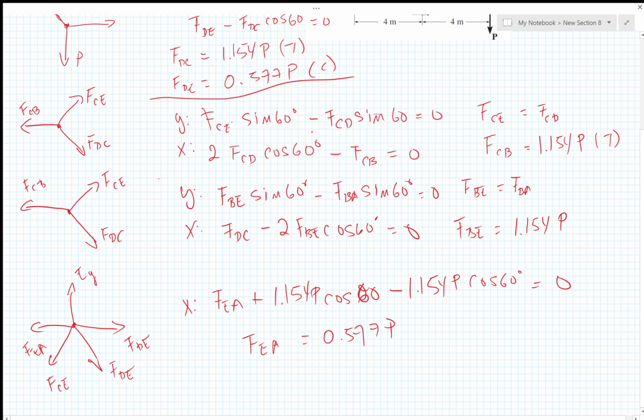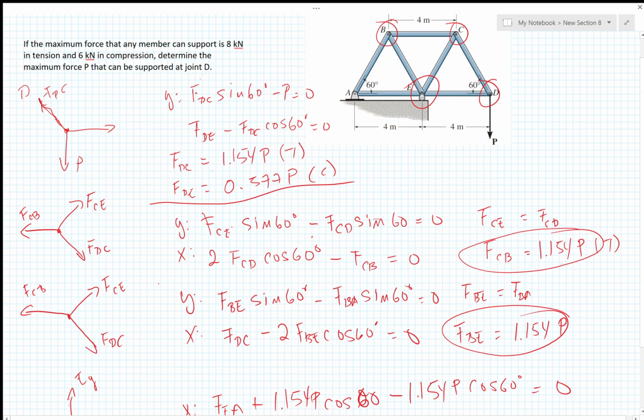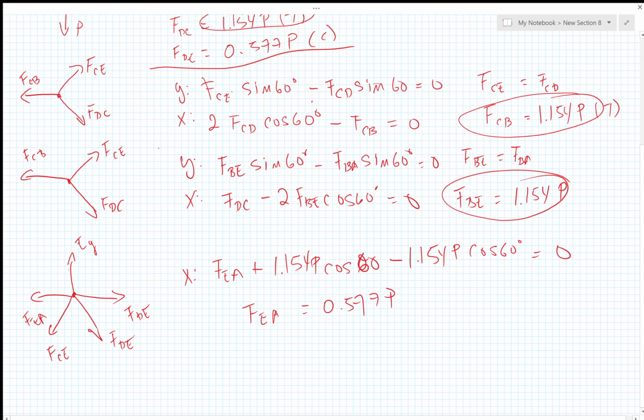So the maximum force in any member is going to be this one, and the others are smaller. Going back up, it's this one here. So the maximum tension or compression that I'm going to have is 1.1547 P. I set that to the maximum tension or compression allowed, which is 6 kilonewtons, and from there I get that P is equal to 5.2 kilonewtons. And that is the problem.